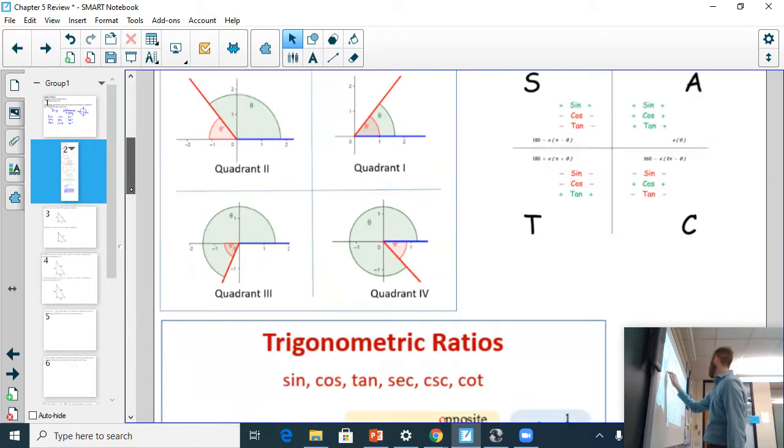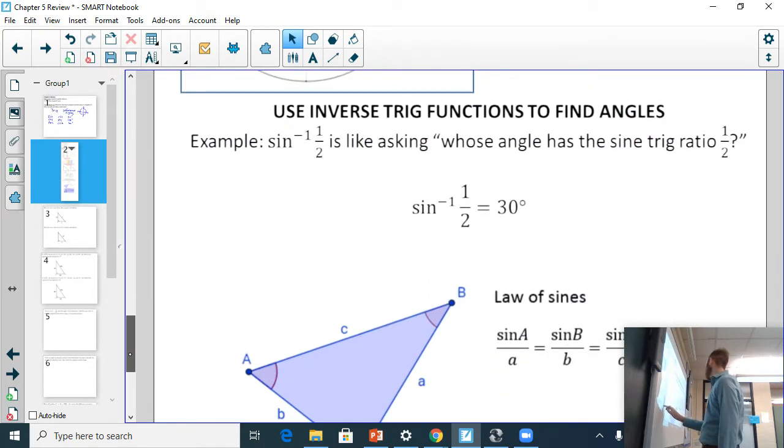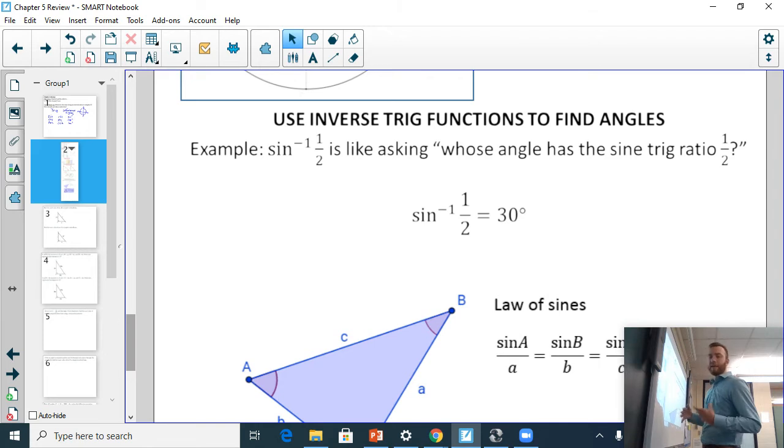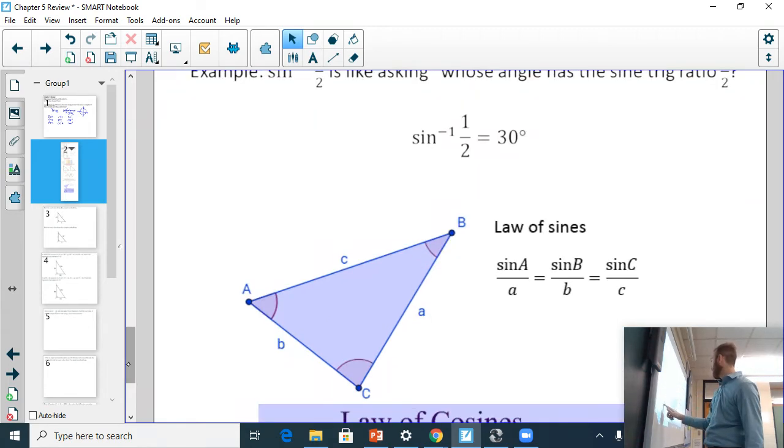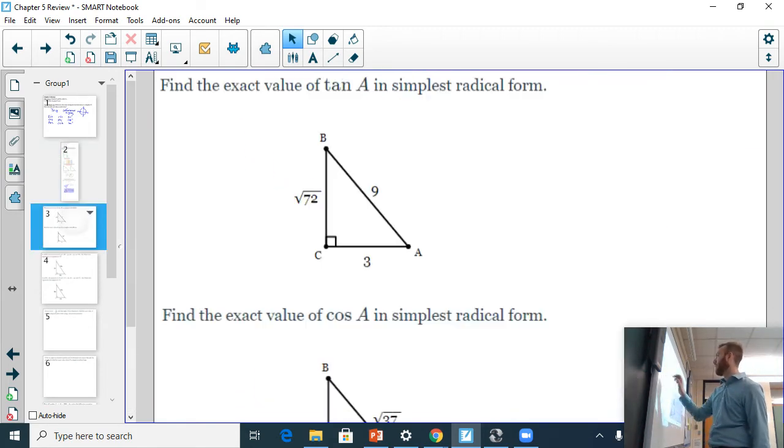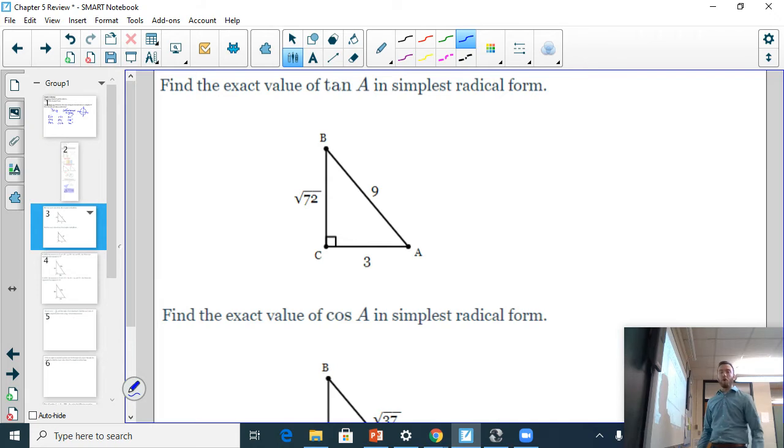And then, before I get ahead of myself, at the bottom here, sine inverse is asking whose angle is the sine ratio, in this case 1/2. And then law of sines and law of cosines, you should have those written down somewhere. Let's just get straight into the example. Find the exact value of tangent A in simplest radical form. These are all straight from Delta Math. It's going to look very similar to how your test looks. So I would really pay attention to every detail I do in all of these.